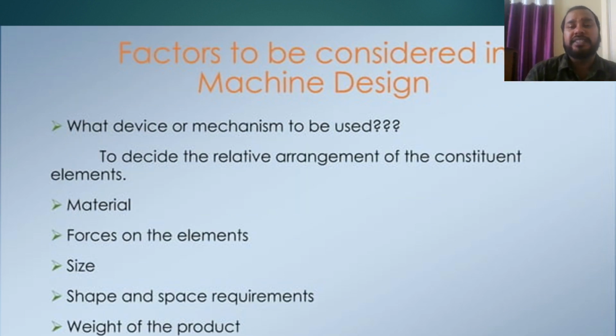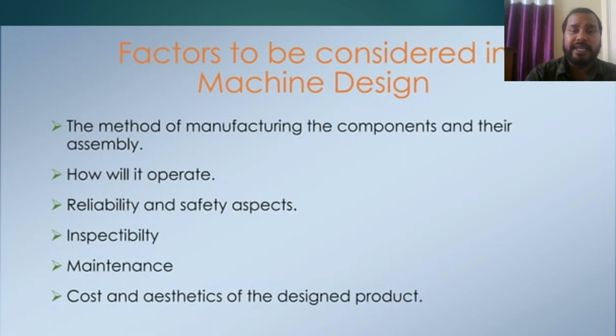Now come to the factors considered in machine design. During the machine design, what are the factors the designer must consider? First is material. Which material the designer is going to use, that is the first parameter. Second is forces on the element. What are the forces acting on the element, or we can say in which part of the machine the element is used. Next is size. What is the size of the object? Next is shape and space requirement. What is the shape of the object? Next is the weight of the product. All these parameters should be considered during the machine design.